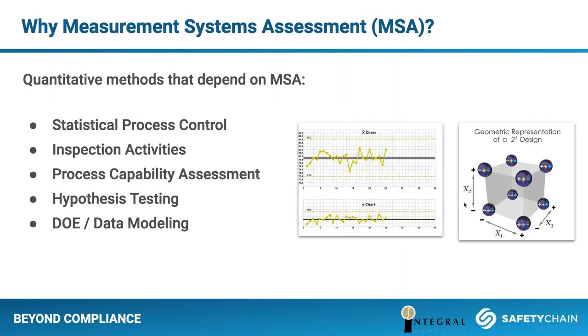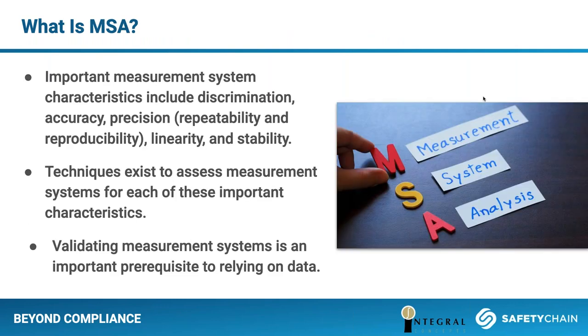So let's start out with the first topic, which is measurement system assessment. So why should we worry about our measurement systems? Well, because basically all the quantitative methods that I'm going to talk about depend on good data. So whether we're using SPC, statistical process control, or whether we're just inspecting stuff, or whether we're trying to assess how well we're meeting specs, or whether we're decision-making, or whether we're going to try to produce predictive models, all of those depend on good data.